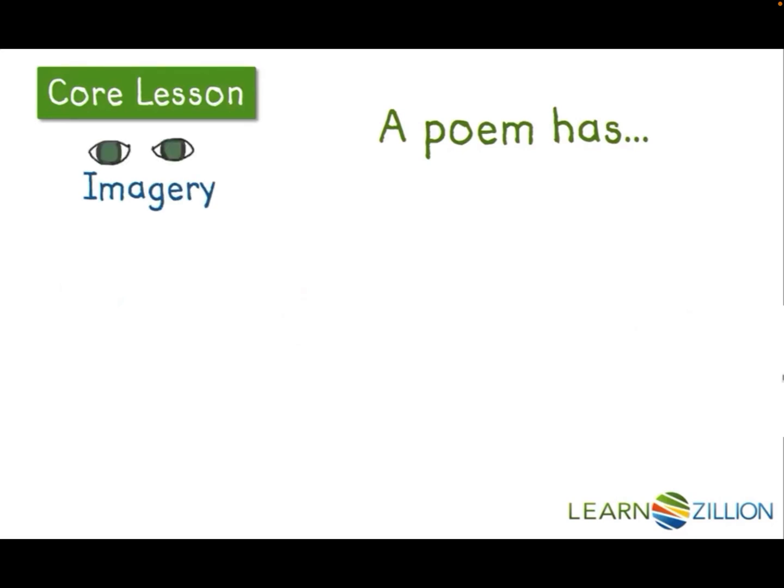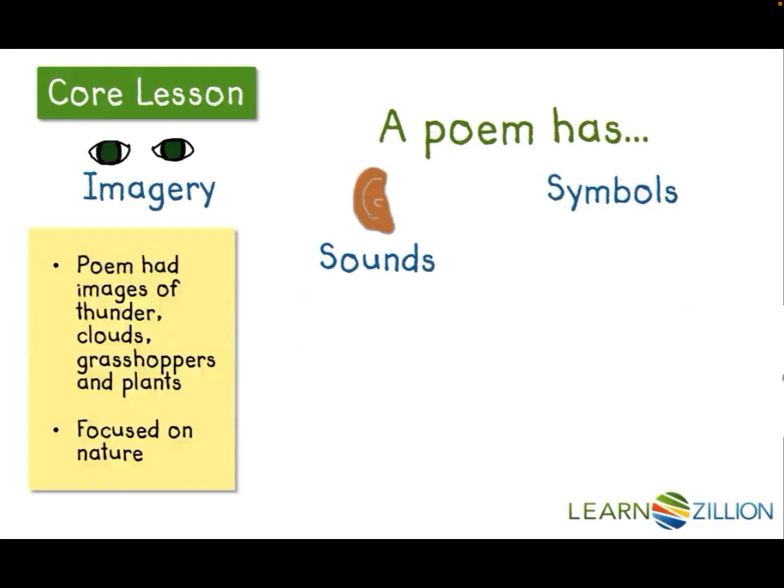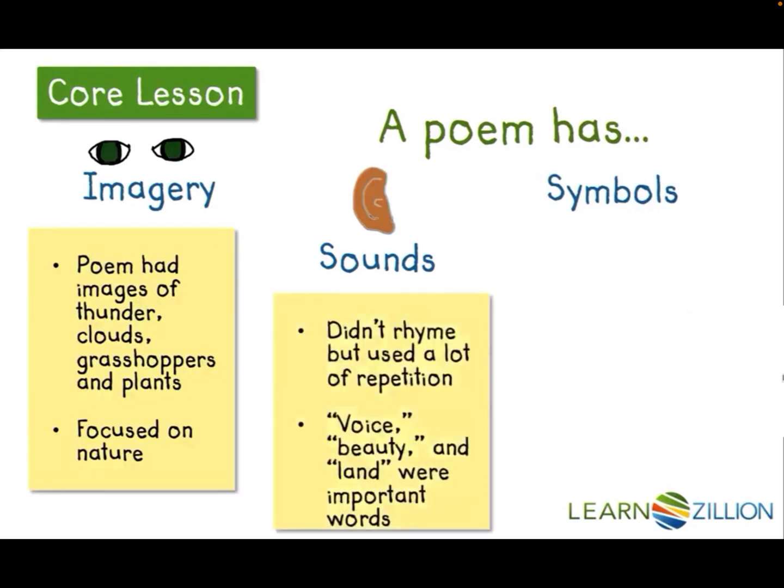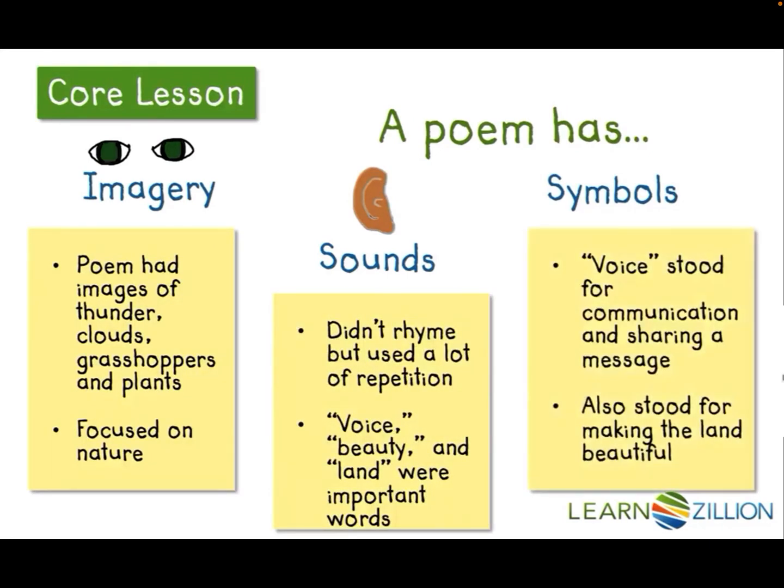Now let's consider the imagery, sounds, and symbols of this poem. The imagery that we see in 12th Song of the Thunder shows us that the poem has thunder, clouds, grasshoppers, and plants, which really can just be summed up as nature. The sounds in the poem don't really have too many rhymes, but we do hear a lot of repetition. Voice, beauty, and land are all important words that affect the sound of this poem.